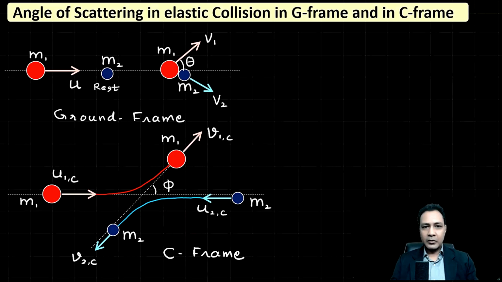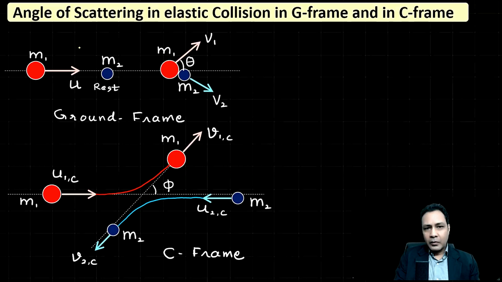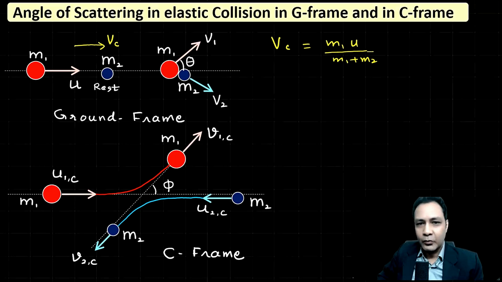So let's look at the ground frame first. In the ground frame, the velocity of the center of mass is, suppose, vc. This vc would be nothing but m1u upon m1 plus m2. And this vc will remain constant, because in the absence of any external force, the velocity of the center of mass remains constant. You can see that the direction of vc is along the initial direction of motion of m1, that is the x-axis, the dotted line I mentioned, or you can say in the direction of u.